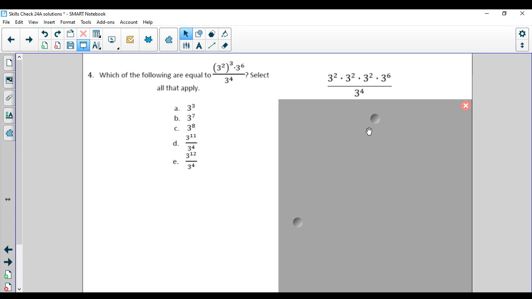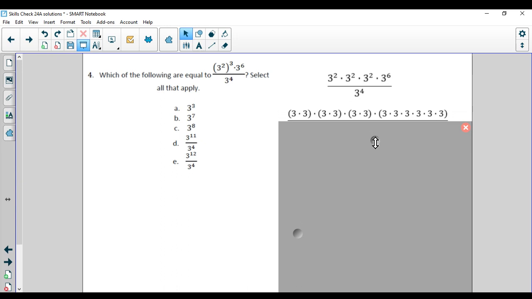Then the next thing I'm going to do is write out all of those 3's the long way. So it looks like this. Now if I look at that and I count up all the 3's that I have, that becomes 3 to the 12th on top and 3 to the 4th on bottom. So that should tell you that E is one of the correct answers.